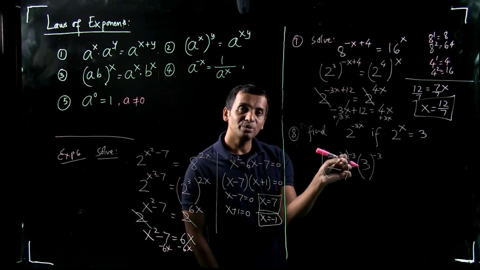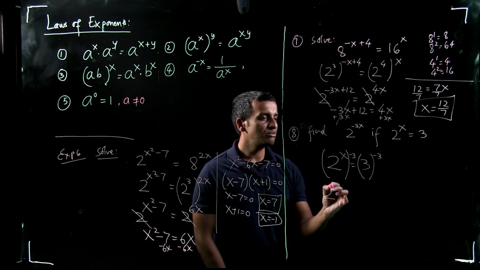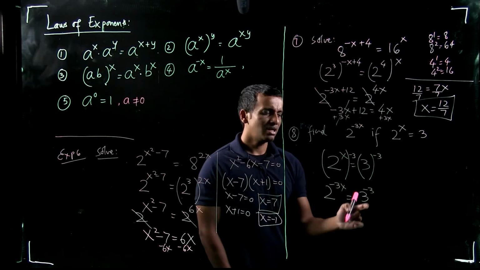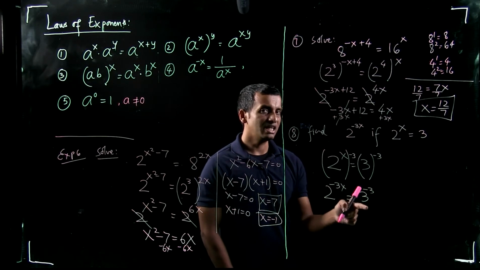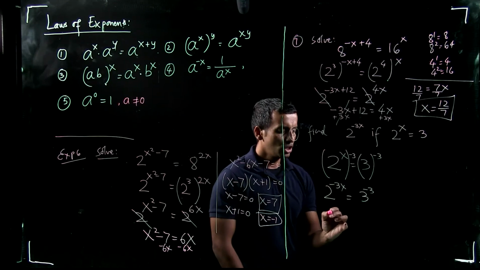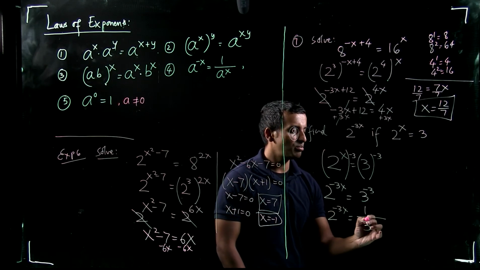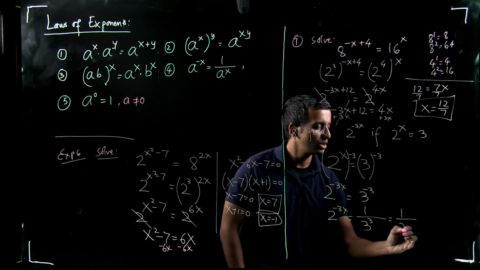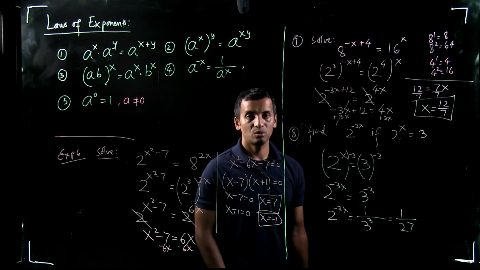Because on the left you will get 2 to the negative 3x, since you multiply these two exponents, right? So 2 to the negative 3x equals 3 to the negative 3. How do I find 3 to the negative 3? Since it has a negative exponent, you can write 1 over 3 to the positive 3. So how much is that? 1 over 27. So the value of 2 to the negative 3x is 1 over 27.